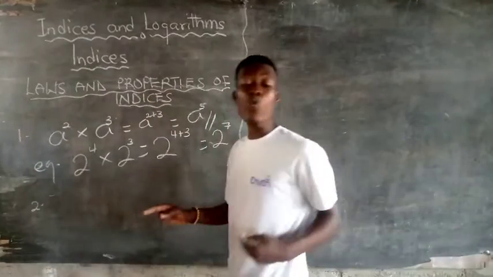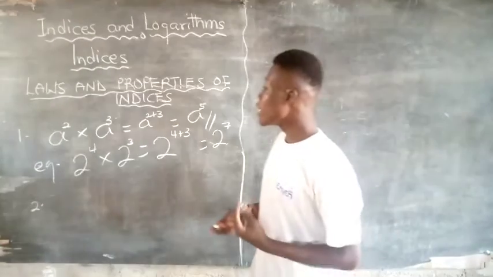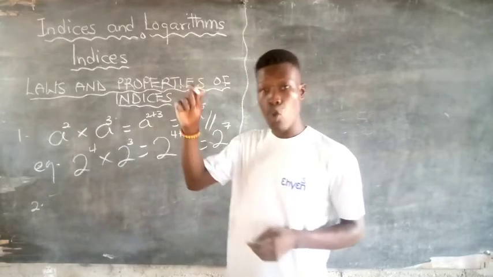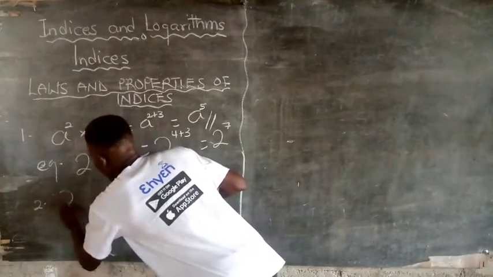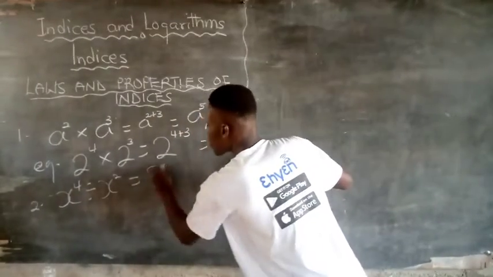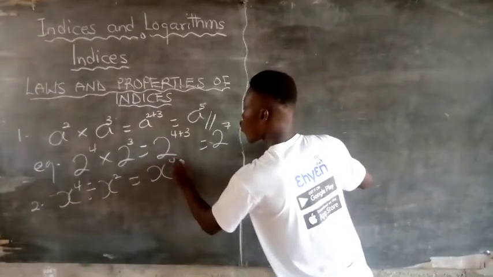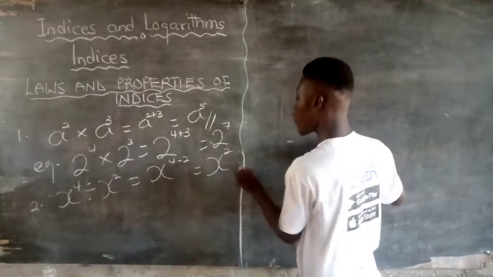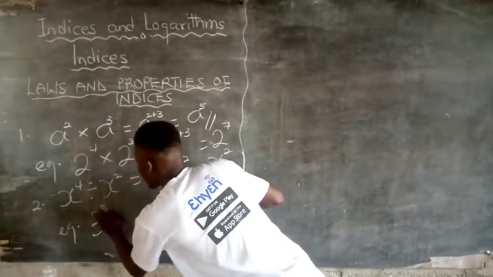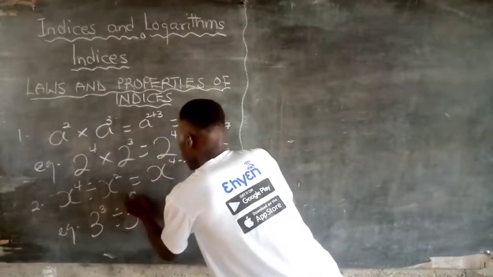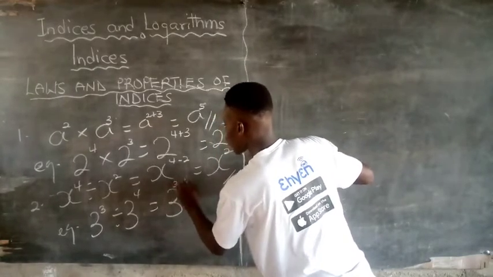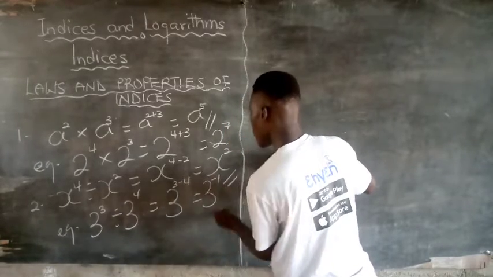Secondly, the second law says that when you are dividing numbers with the same base, you pick one base and find the difference of the exponents, that is, you subtract the powers. Specifically, when you have x to the power 4 divided by x to the power 2, you pick one base and subtract the powers: 4 minus 2 gives us 2, so x to the power 2. Taking a numbers example, you have 3 to the power 3 divided by 3 to the power 4. You pick one base, 3, and subtract the powers, 3 minus 4, which gives 3 to the power negative 1.